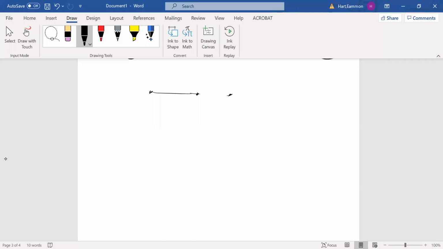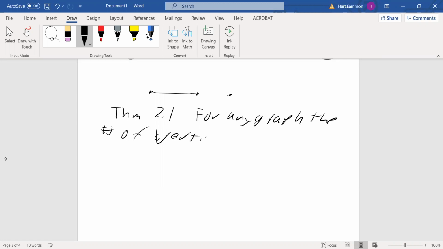The proof for that basically comes down to the theorem in 7.1, which says that for any graph, the number of vertices with odd degree is even. And there's a pretty simple reason behind this.